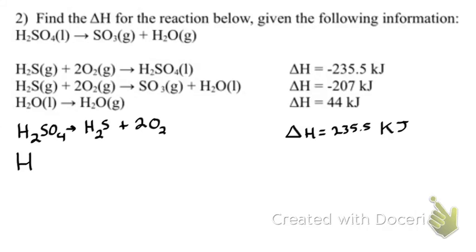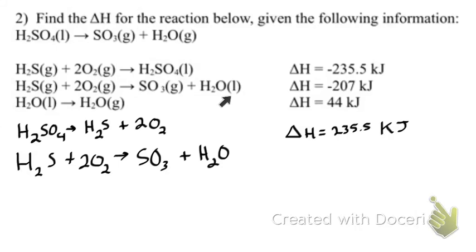So we have H2S plus 2O2 turns into SO3 plus H2O. So here, the fact that this is liquid and this is liquid and this is gas did come into play. So it's important to note them, but for the sake of time, I'm not going to write them. And last but not least, water in a liquid form turns into water vapor.